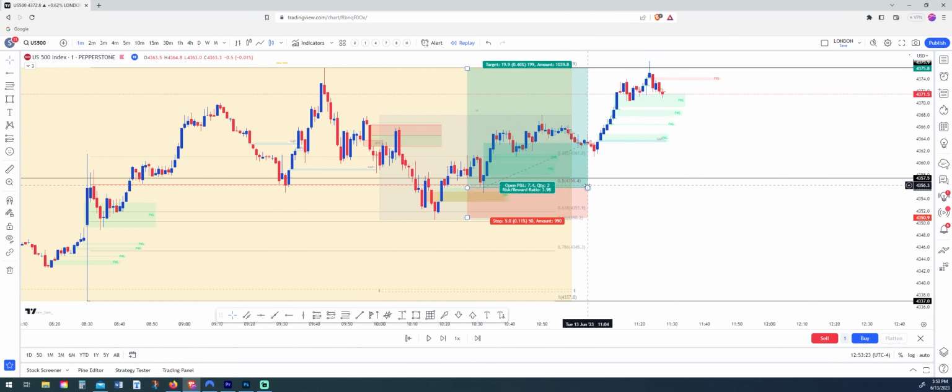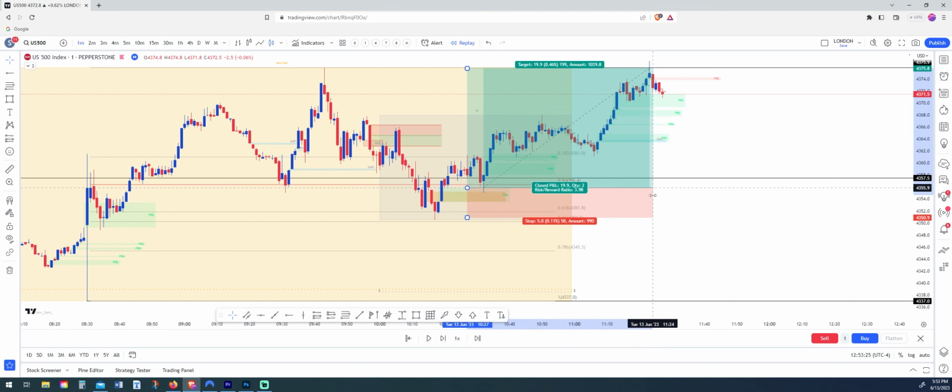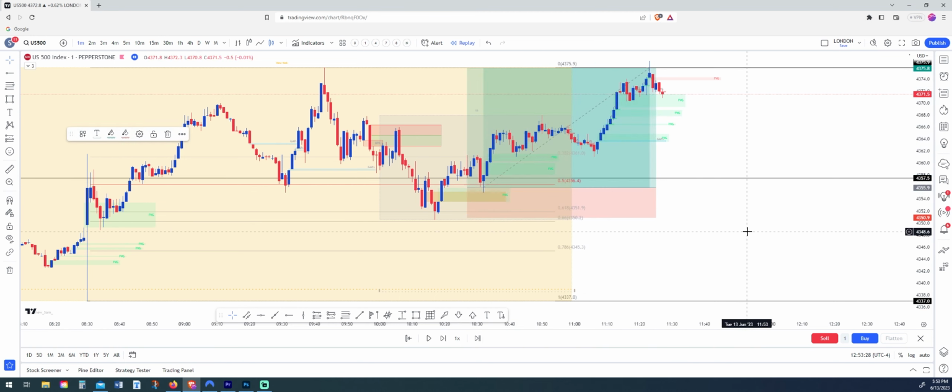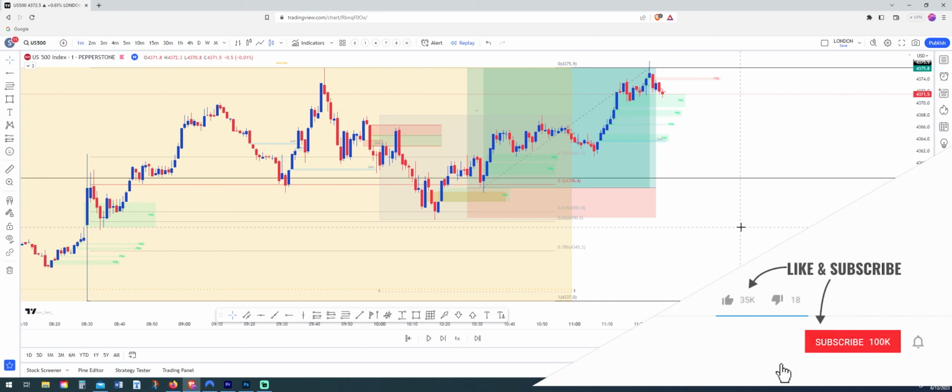We do eventually take out the highs of the session for a lovely, essentially 4-to-1 risk reward on that one. So fantastic trade. Hope that was useful. Nice simple process, essentially taking into account the liquidity of the session, optimal trade entry, and also looking at this balanced price range.